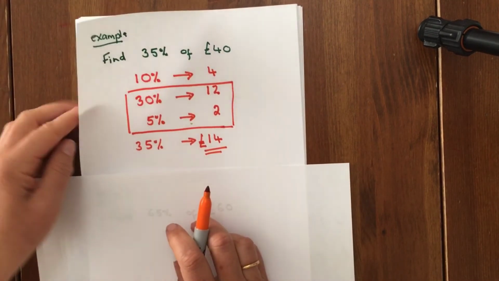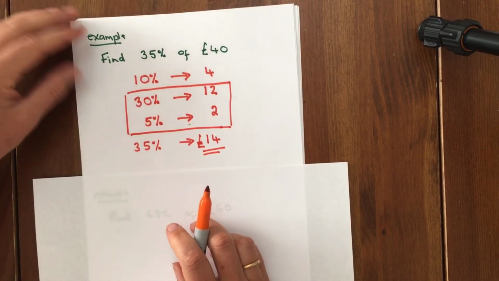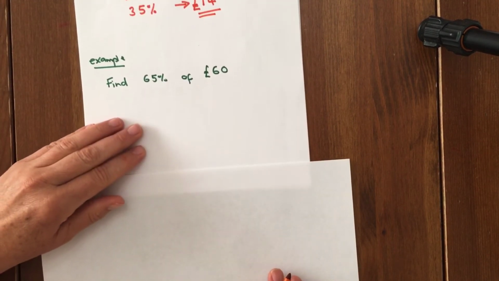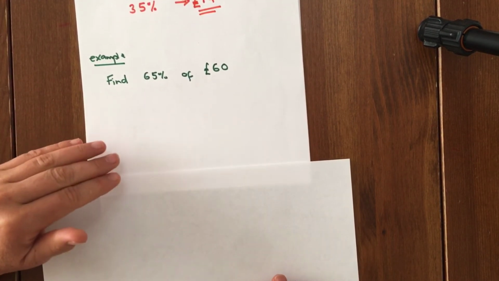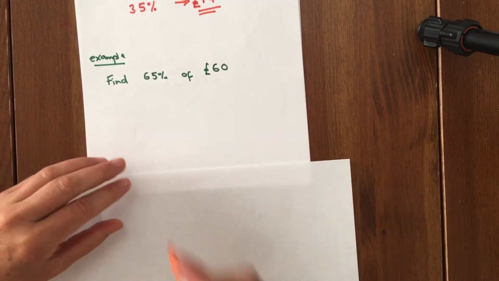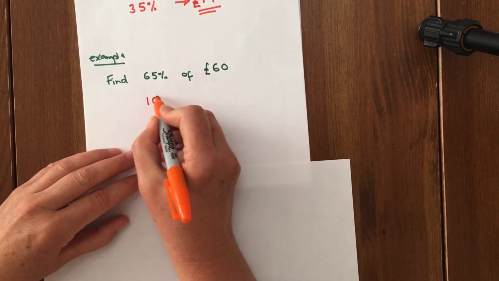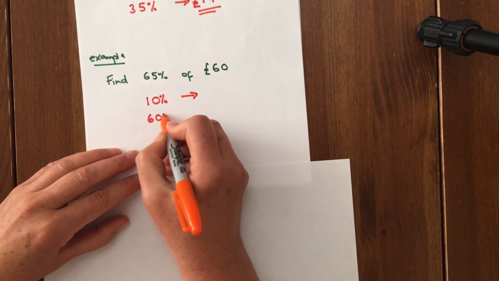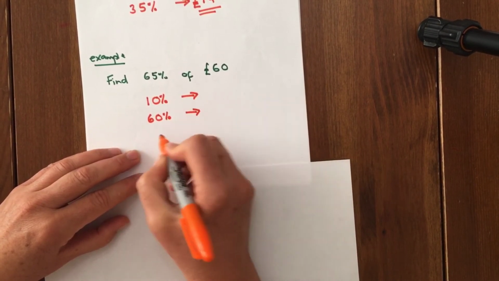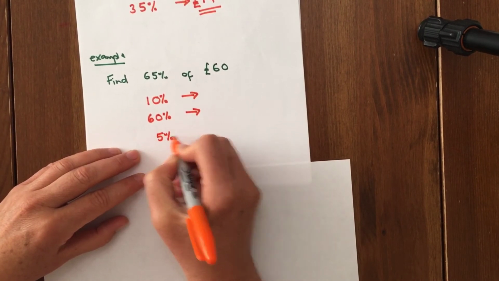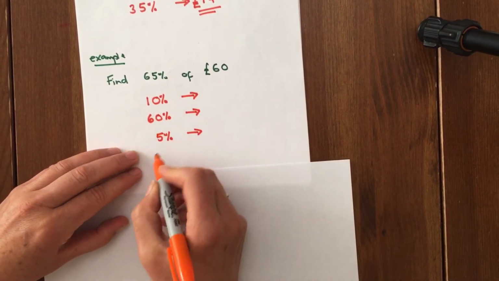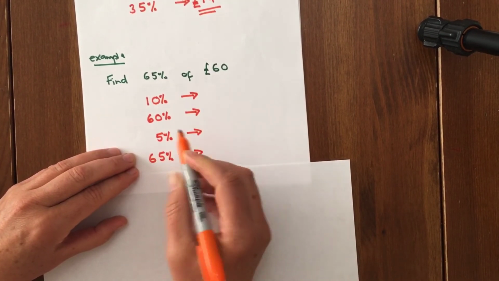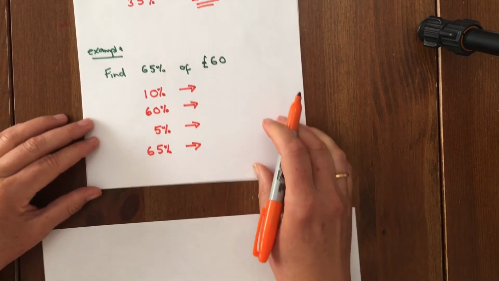Right, my last example of today, before you're going to try some more questions, is to find 65%. So let's think of the steps. We're going to do 10%, we're going to do 60%, and we're going to do 5%. And then we're going to add these 2 to get 65%. So pause and have a go, and then I'll go through the answer.